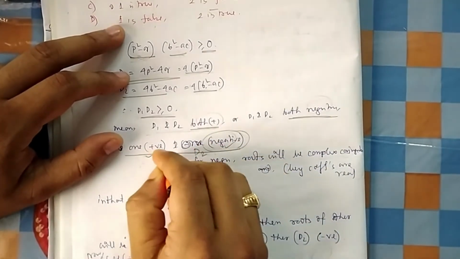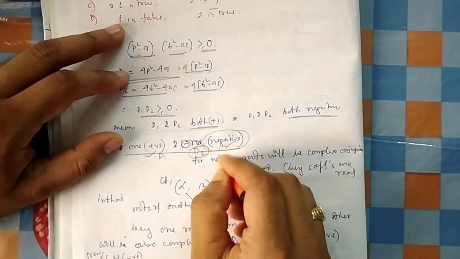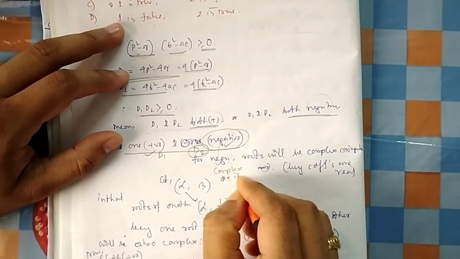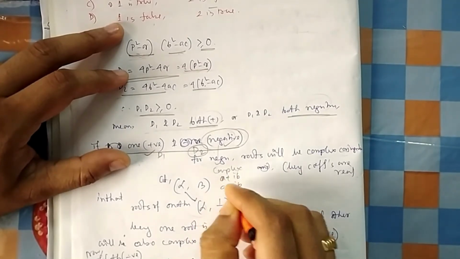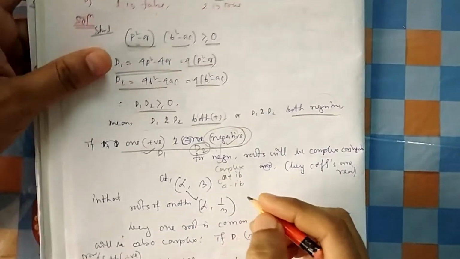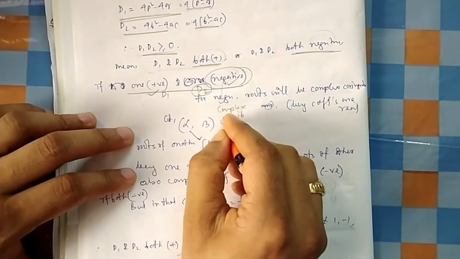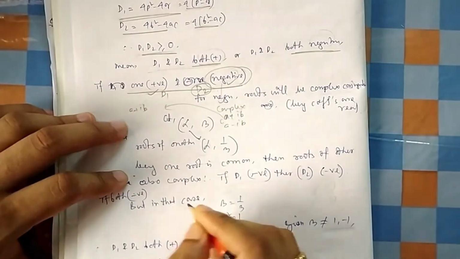Suppose D2 is negative and D1 is positive. Once D2 is negative, it will have a complex root, suppose a plus ib, don't confuse it with that a. Since a, b, c are all real numbers, the other root will be its conjugate, because this theorem exists. Now there is a common root, so if one root is a plus ib, in the second equation it should also be a plus ib.